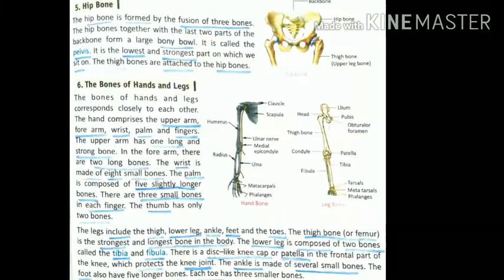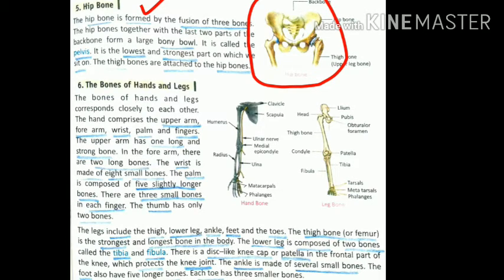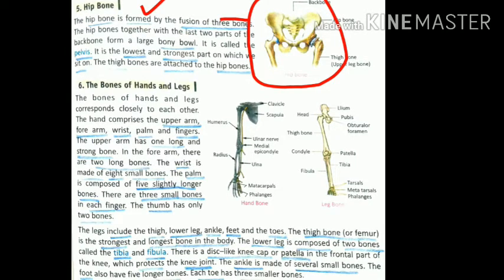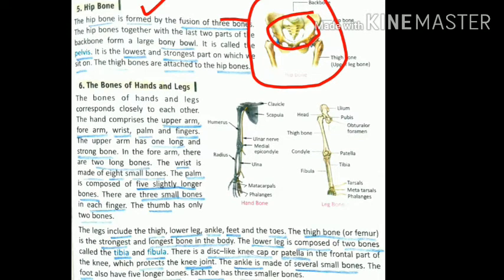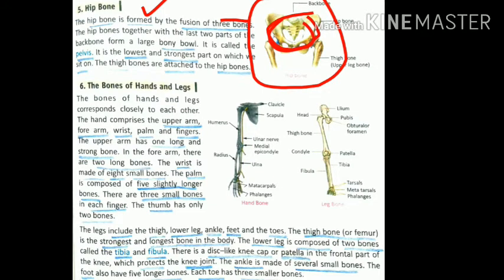Next are the hip bones, meaning the area near our waist. The hip bone is formed by the fusion, meaning mixing, of three bones. The hip bones together with the last two parts of the backbone form a bony bowl. This is the bony bowl, like a bowl shape, and it is called the pelvic area. It is the lowest and strongest part on which we sit, and it helps us to sit properly. The thigh bones, this is the thigh bone, are attached to the hip bone.